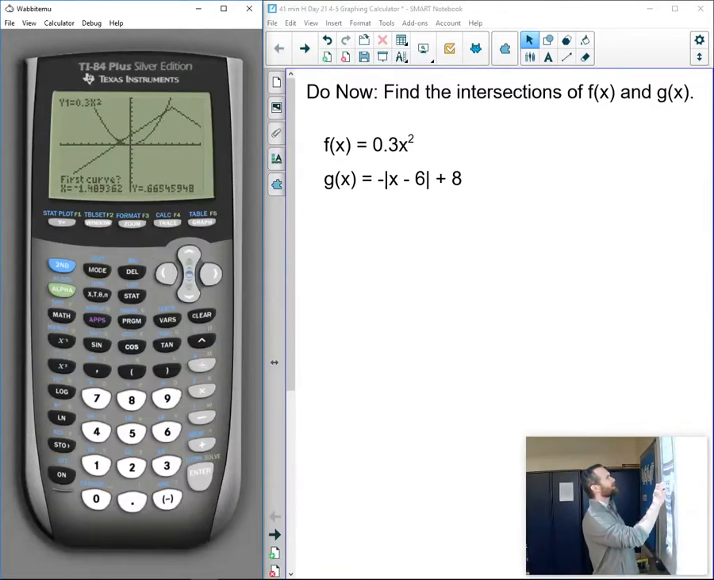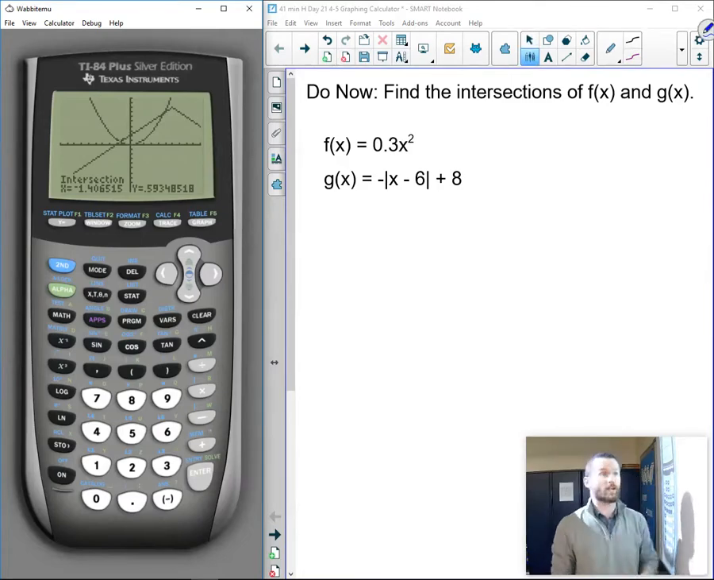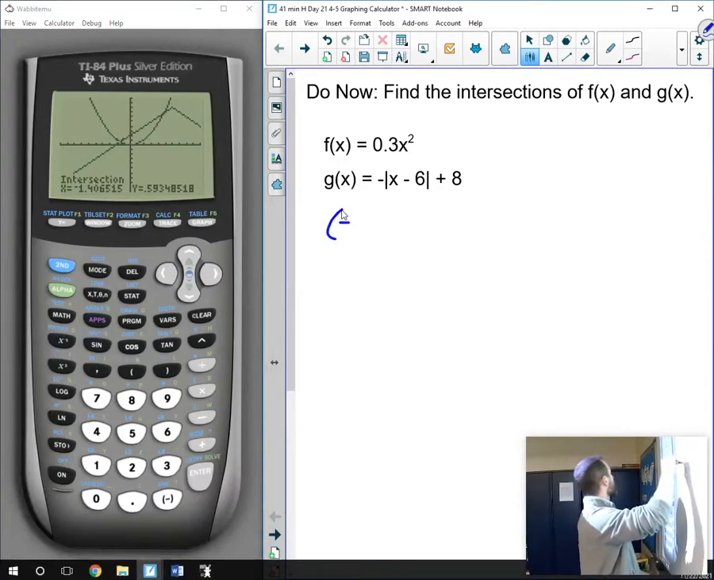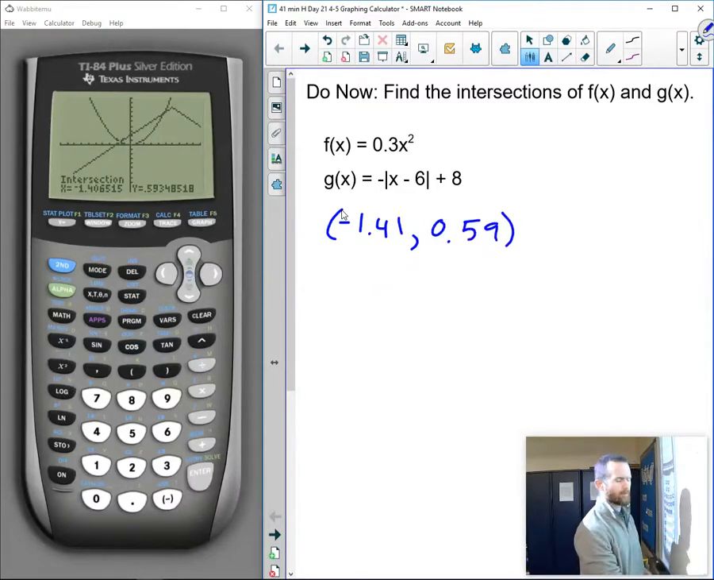Now you'll notice I'm not perfectly on it. I'm a little bit to the left. It doesn't matter. As long as you're anywhere close, it'll work. Now I hit enter, second curve, hit enter, guess, hit enter, and now we're done. We know we're done because it says intersection. So the first intersection was negative 1.41, and 0.59. We'll round to the nearest hundredth, 2 decimal places.